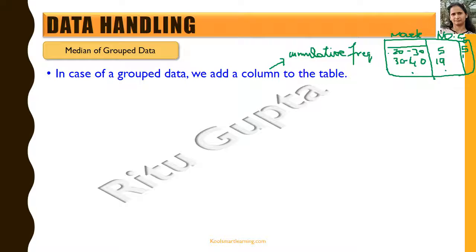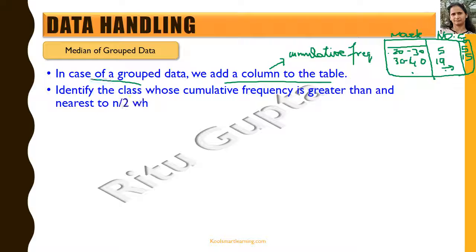In the second row, instead of 10, we'll add 5 to that and it becomes 15. In the third row, we'll add 15 to whatever number comes here. So that is how we'll add this column to the table. We'll identify the class. This is important.